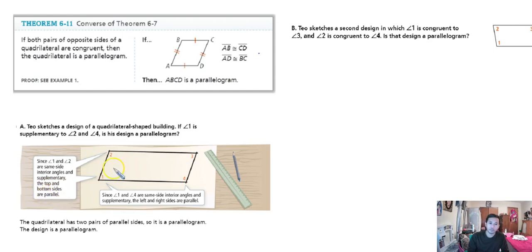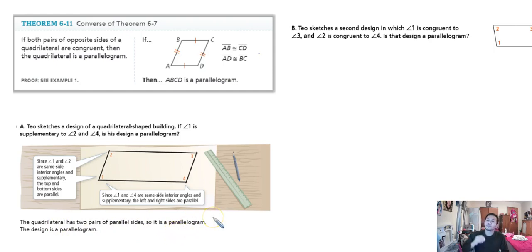The top here is also parallel, and angle 1 and angle 4 are also supplementary. It's the same. So this side here is also parallel to this side. Therefore, the quadrilateral has two pairs of parallel sides, so it's a parallelogram.